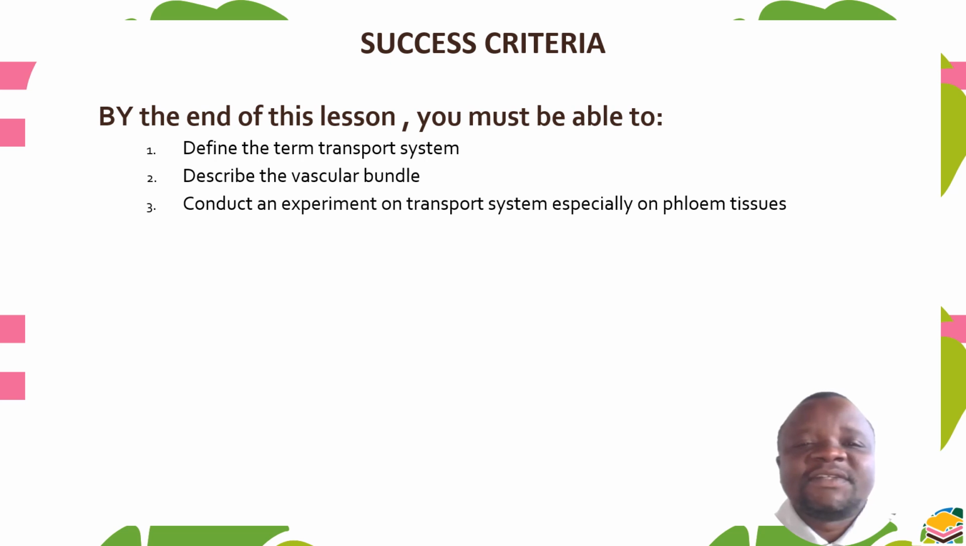The success criteria: what is it that you should be able to know? Your expectation you should achieve at the end of the day. By the end of this lesson, you must be able to define the term transport system. You must describe the vascular bundle. You must conduct an experiment on the transport system on the phloem tissue.